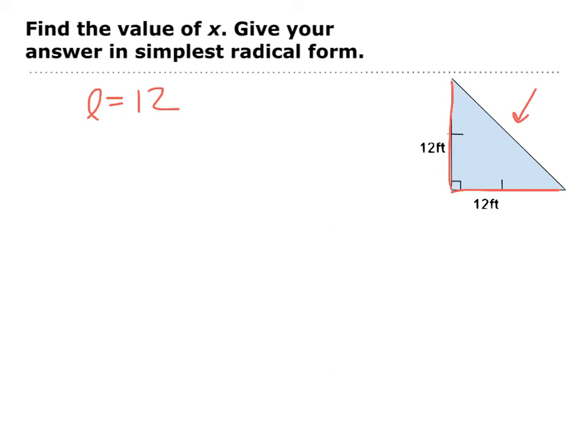So now we're looking for the hypotenuse. So what do we need to do? No, it's x square root 2. So it's the length of the leg times square root 2. So 12 times square root 2. So we have x is equal to 12 square root 2.